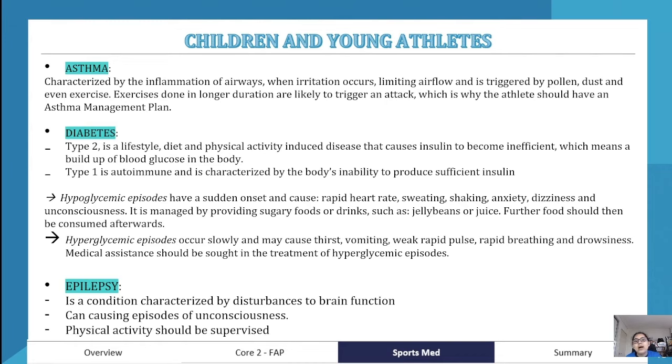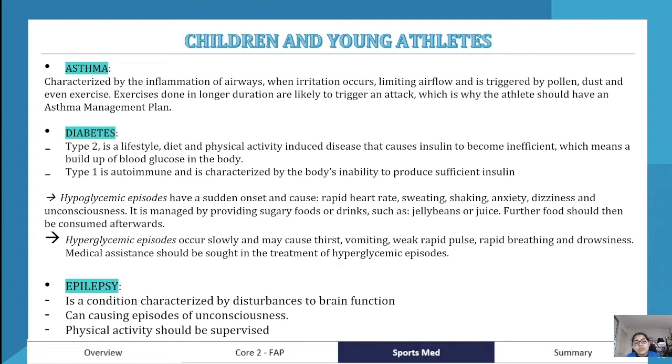And then I'll give you a 3rd mark if you give me an example, which is basically putting this in a scenario. So examples, again, are very, very important for PDHPE. Then we've got diabetes. So there are 2 types of diabetes. We've got type 1, which is a lifestyle disease. So it's a lifestyle, diet, and disease caused by a lack of physical activity generally.